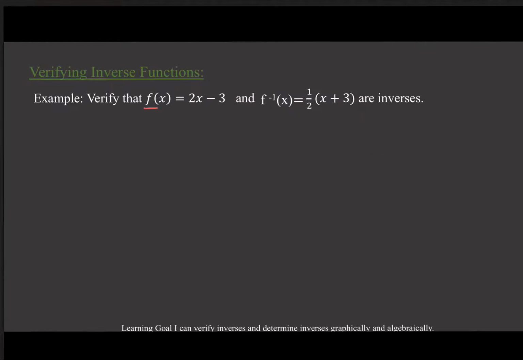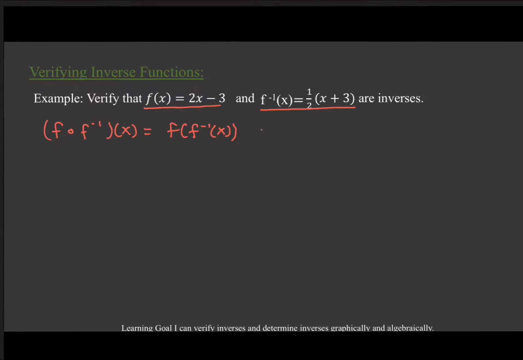So for this problem, we're given f of x is 2x minus 3, and we're told that its inverse is 1/2 of the quantity x plus 3. So once again, let's use composition to verify that these two are in fact inverses of each other. So first, I'm going to find f composed with inverse of f.